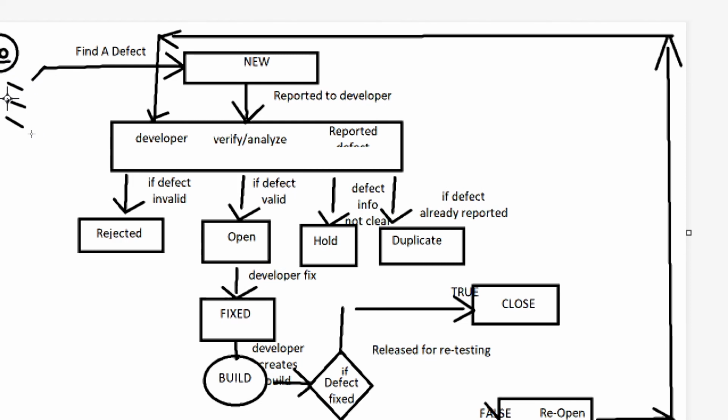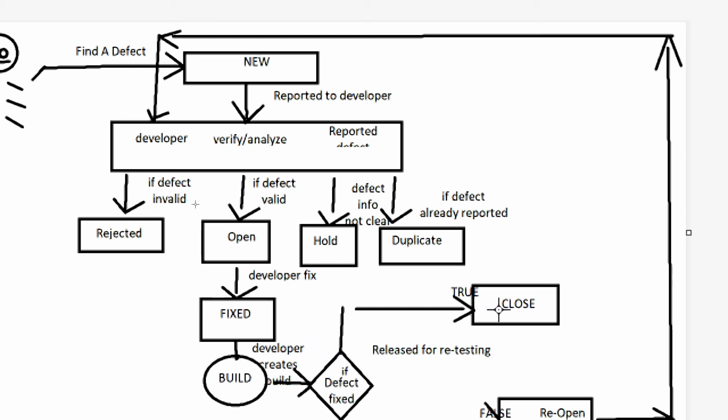So this is how the defect life cycle goes. First, as a tester, we need to find a defect. After finding that defect, we open its status as new. Once that is done, we report it to the developer. The developer starts to analyze and verify whether the defect is valid, invalid, not clear, or already open. If the defect is valid, he will change the status to open. After doing some workaround, he is going to fix that issue. Once fixed, he deploys one more new build where the defect is fixed, and it is ready for retesting.